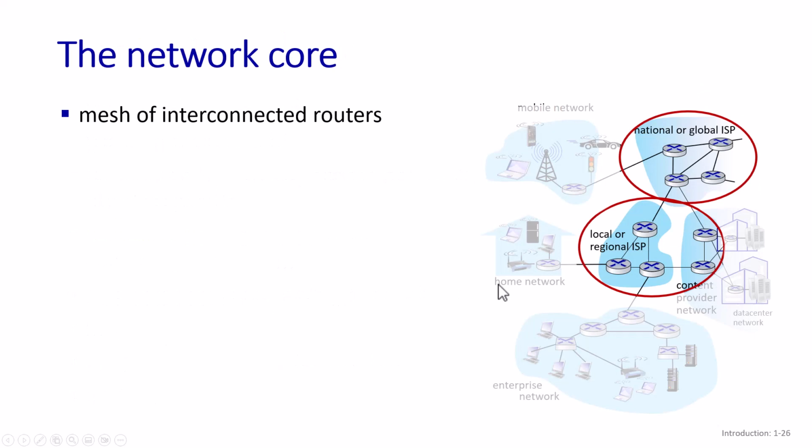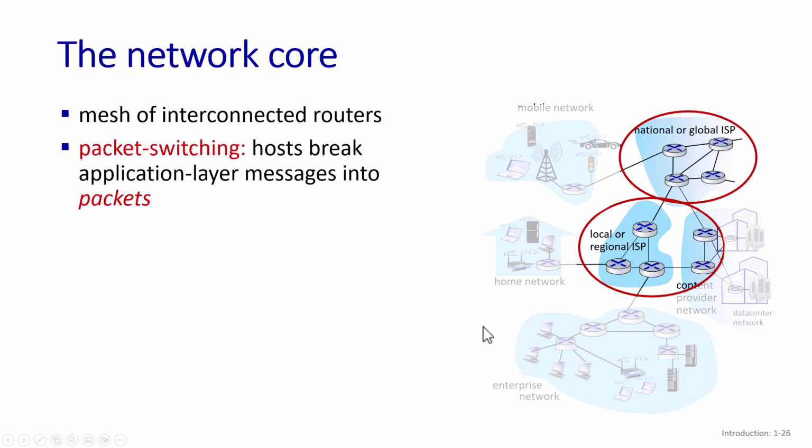Now at the network core, we have a mesh of interconnected routers. In the picture, we are seeing the local and regional ISPs, and national or global ISPs. As you can see, there are a number of interconnected routers in these ISPs. The network core performs an important function called packet switching.